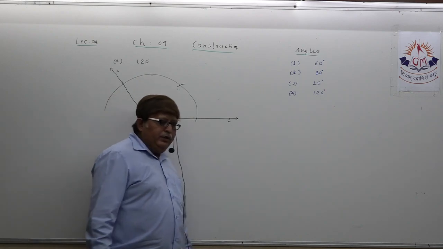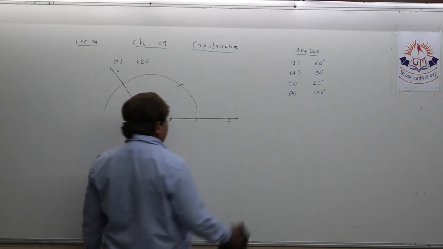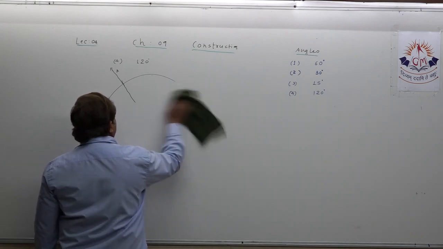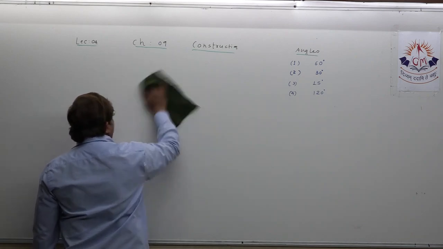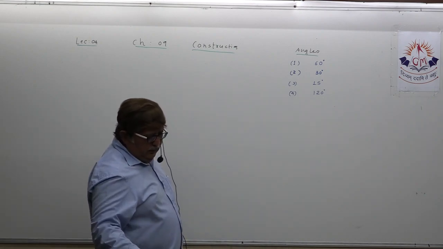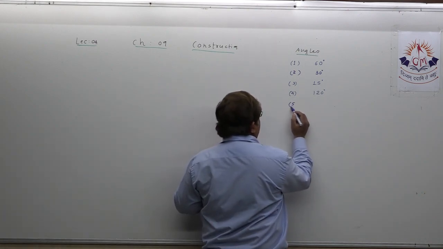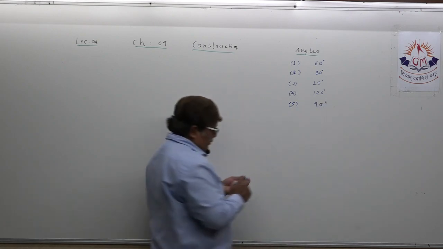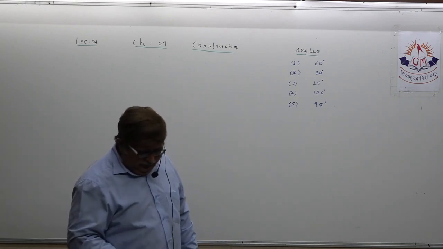This way we can construct the angle of 120 degree. Now one more angle which we are discussing just now, that's the angle of 90 degree which we are going to discuss. How to construct an angle of 90 degree, okay?